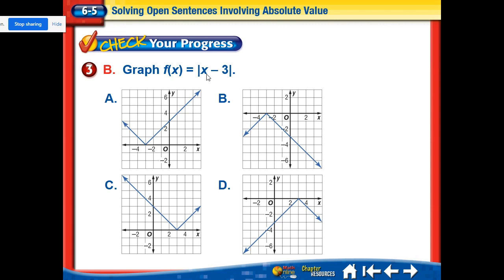Try again. Let's try 0. 0 minus 3 is negative 3, but we've got to take the absolute value of it, so it's positive 3. So positive 3, positive 3, nope, nope. Try 1. 1 minus 3 is negative 2. Absolute value of that is positive 2. So nope, that's in the wrong spot.